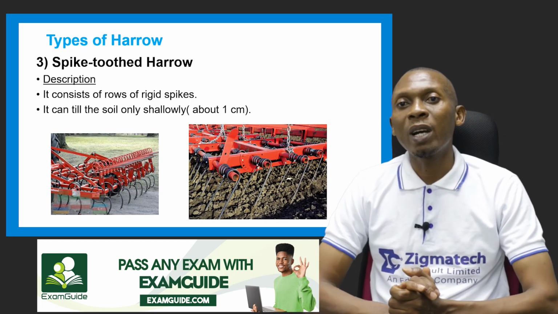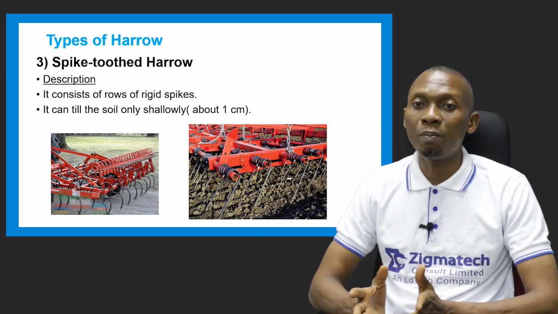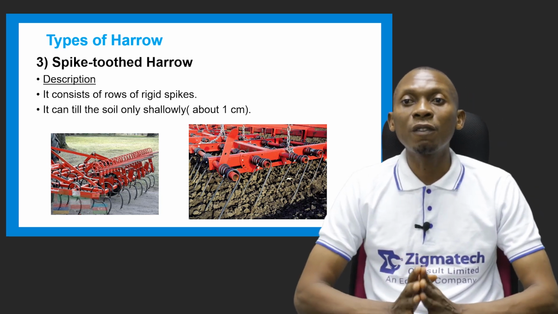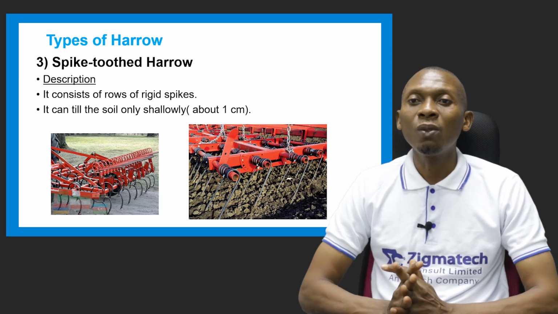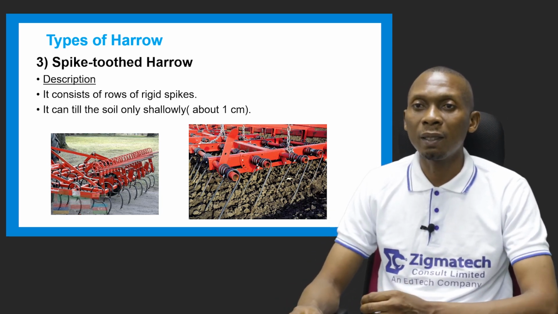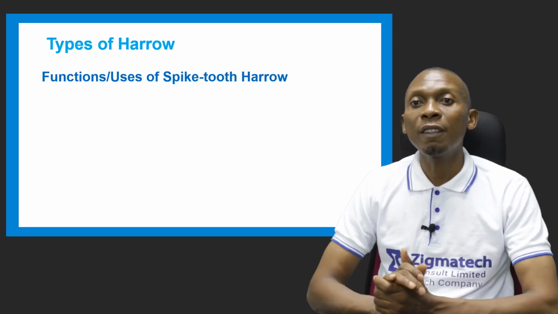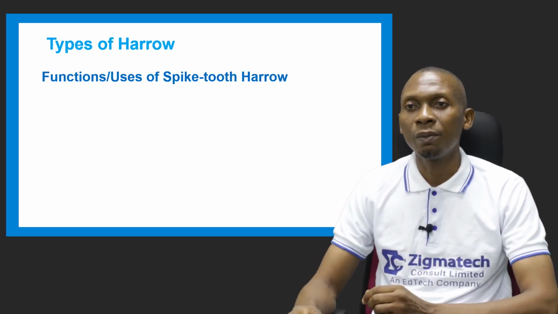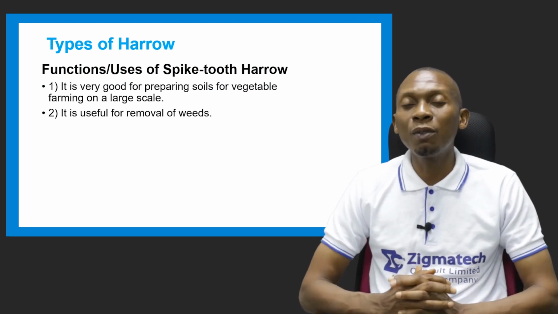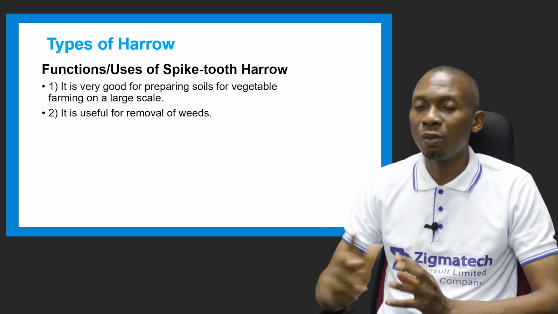Now the third type of harrow we have is the spike-toothed harrow. So from the picture, you can see how a spike-toothed harrow looks like. So it consists of a row of rigid spikes, and it can only till soil shallowly at just about 1 centimeter deep. Let's look at the functions of the spike-toothed harrow. It's very good for preparing soils for vegetable farming on a large scale and also for the removal of weeds.